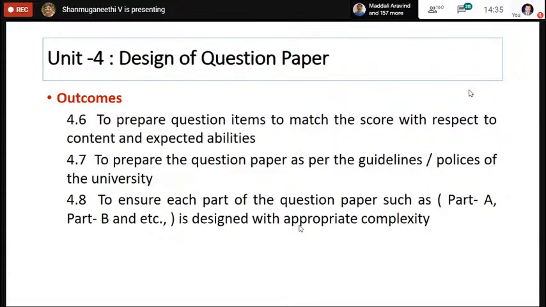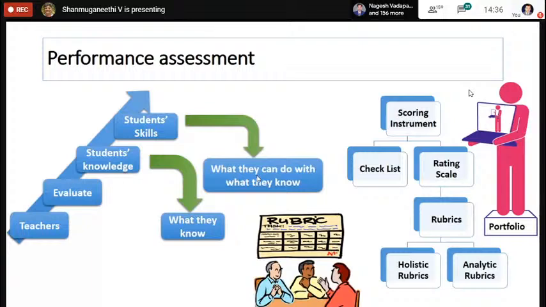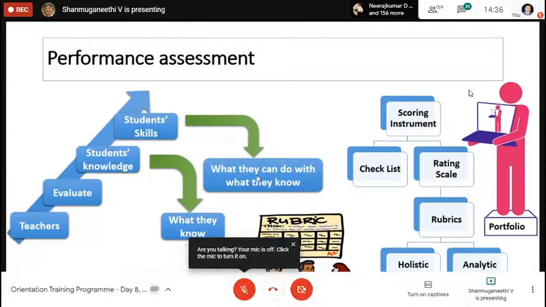So these are the things we have discussed. They can have an appropriate learning target. They have a file. Maybe Professor Sashikant Gupta explained about e-portfolio.